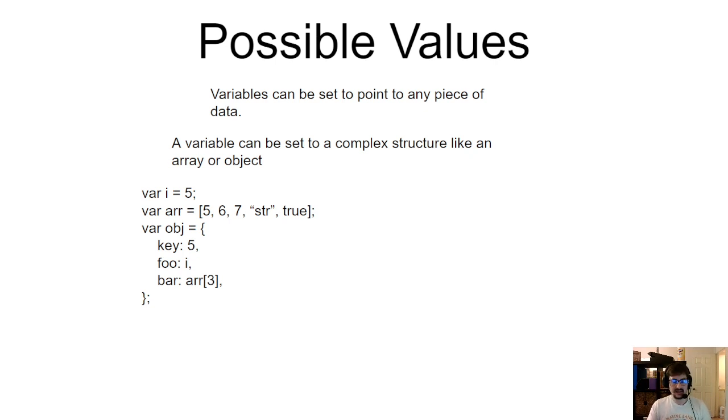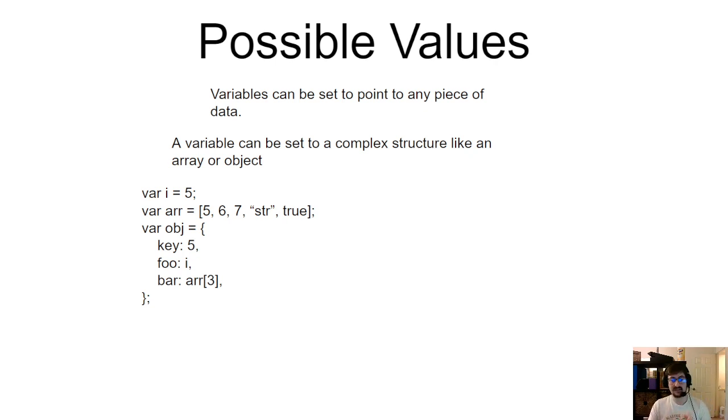So the key is going to be a primitive. Foo is going to actually point to a variable, the variable i, and this is the same thing as we talked about before. Because i is a primitive, foo points to a memory location that is not the same as the memory location i points to. It just copies that value over into its new memory location.